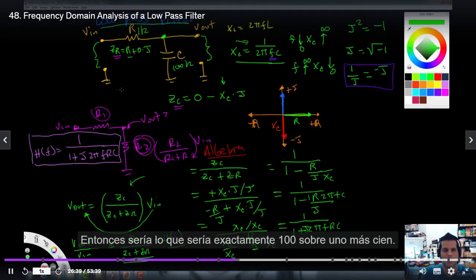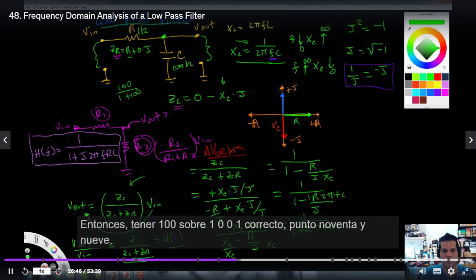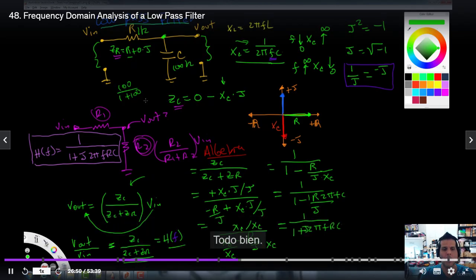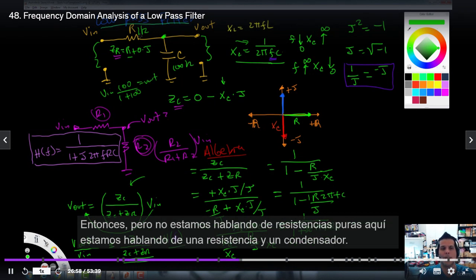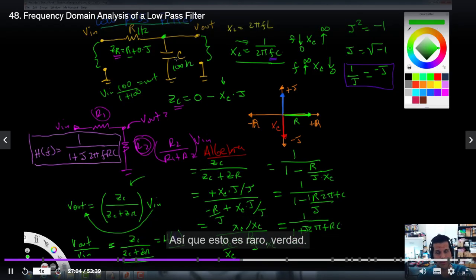So what would it be exactly? It'd be 100 over 1 plus 100, and those would all be Ks. So it'd be 100 over 101, which is 0.99. All right, so we would get 99% of the voltage times V in, and that equals V out. But we're not talking about pure resistors here. We're talking about a resistor and a capacitor. So this is weird, right?